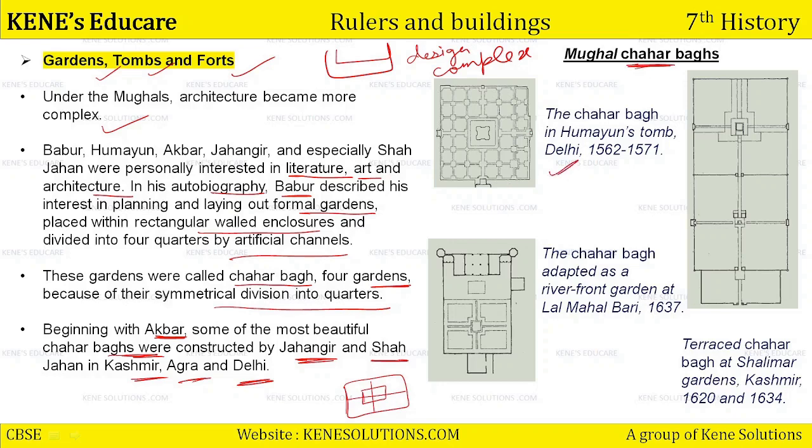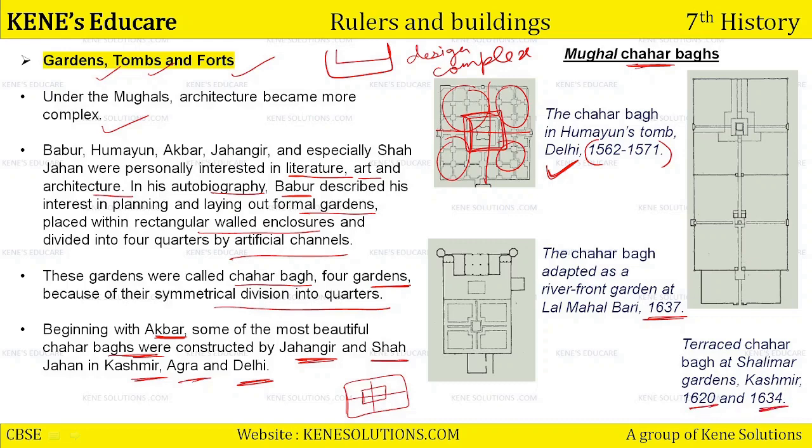This is the char bagh in Humayun's tomb, Delhi, which was built between 1562 to 1571. So here is the tomb in the center and here is the char bagh. 1, 2, 3, 4. And in the center, you have the tomb. Okay. Second, the char bagh adapted as a riverfront garden at Lal Meher Bari in 1637. Okay. Then the third image is showing the terraced char bagh at Shalimar Gardens, Kashmir, built in 1620 and 1634.